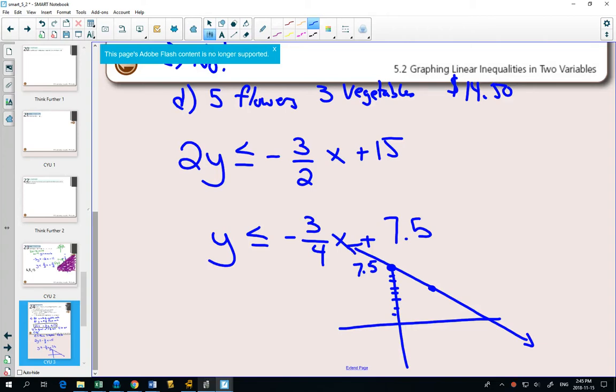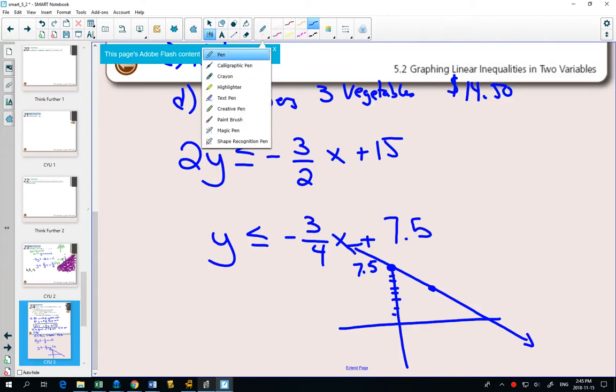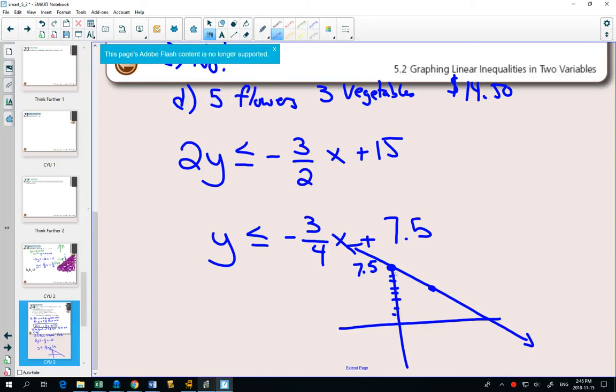And can you see in this situation, if we were shading something, the only parts that make sense are in here. Do you know why I can't shade negative x values? Can you buy negative vegetable seeds at a store? No. You can't buy negative flower seeds either. So only the values in this area make sense.